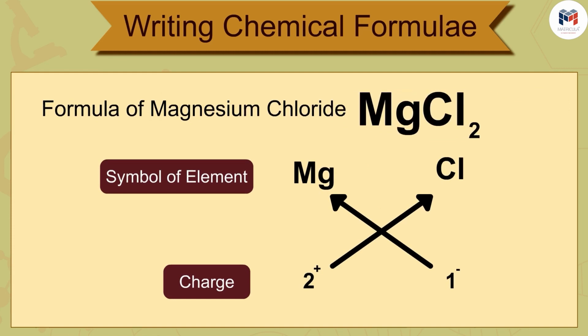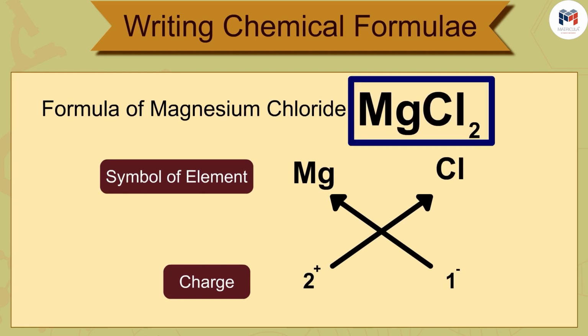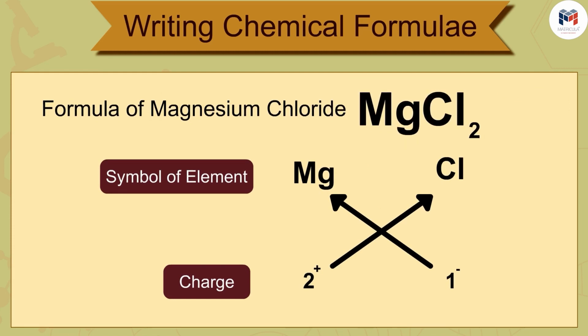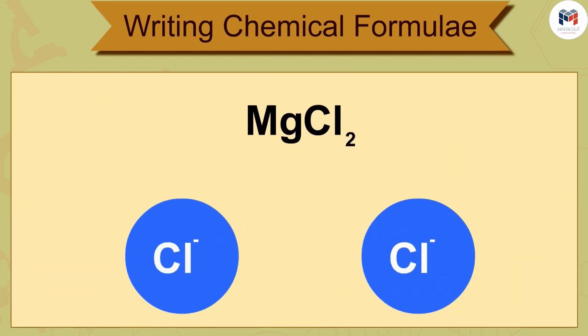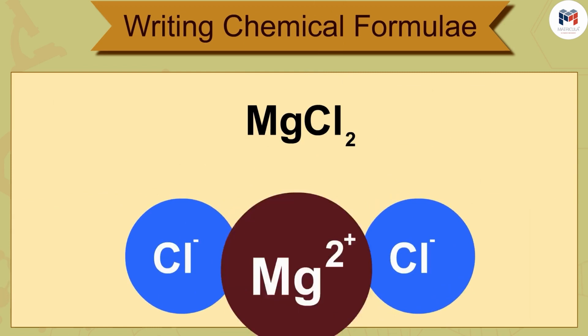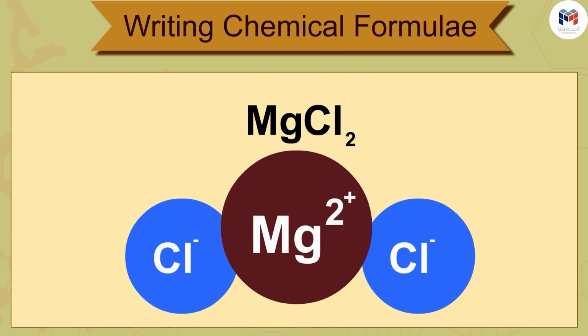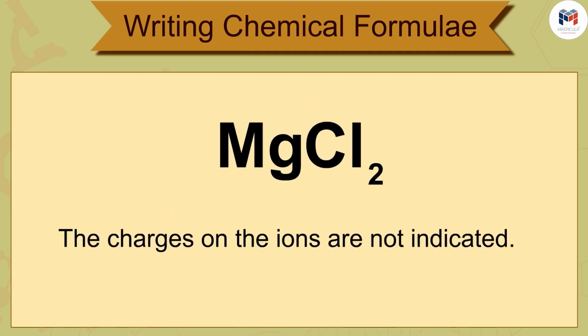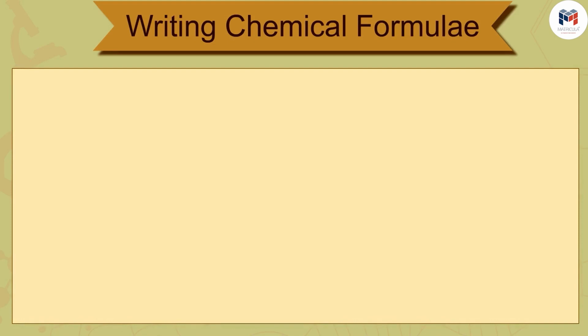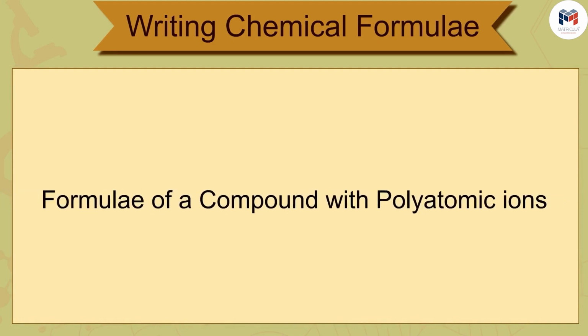Thus, we see that the molecule of MgCl2, that is magnesium chloride, has 2 chloride ions Cl- for each magnesium ion Mg2+. Note that in the formula, the charges on the ions are not indicated. Let us now look at some examples of writing the formulae of a compound with polyatomic ions.